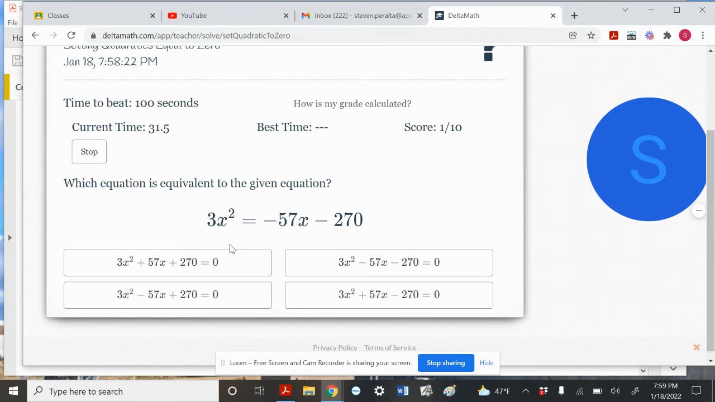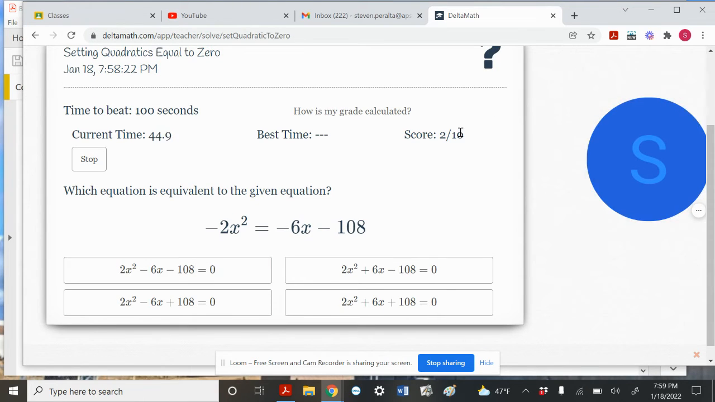In this case, the 3x squared is already positive. I'm going to move this over, so it'll be positive. I'll move this over, it'll be positive. So notice I'm not even worrying about the numbers. I know that I have positive, positive, positive. So it's got to be this one. Got 2 out of 10.